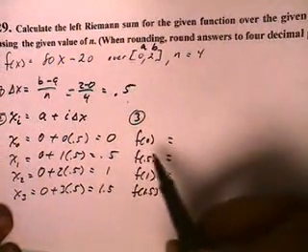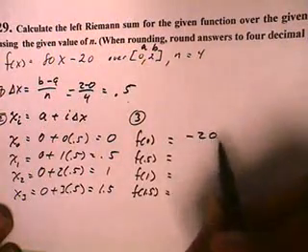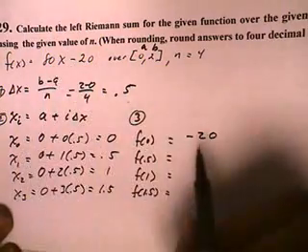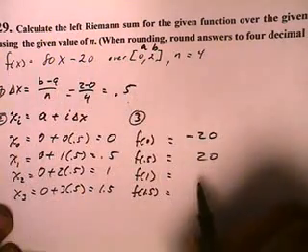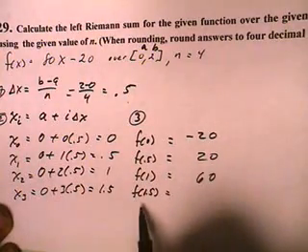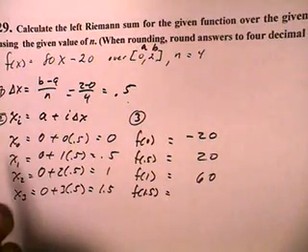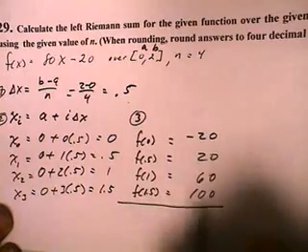Okay, now f of 0 will be 80 times 0 minus 20, which will be negative 20. f of 0.5 is half of 80, which is 40 minus 20, which is 20. f of 1 will be 80 minus 20, which is 60. And 1.5 times 80 will be 120 minus 20, which is 100.